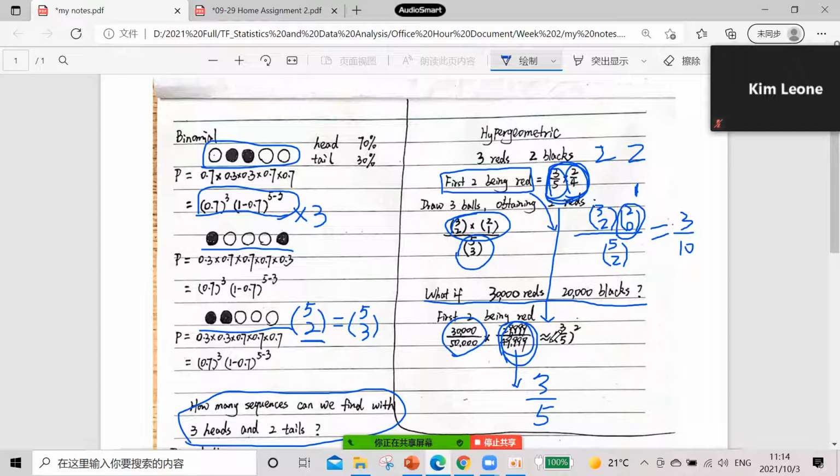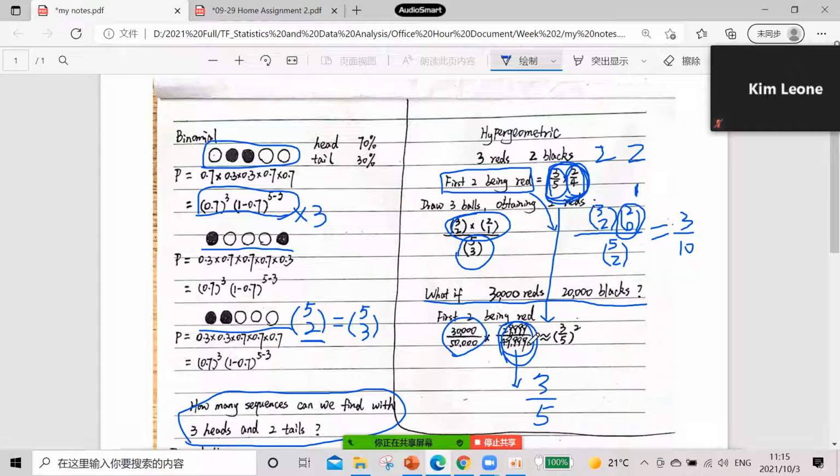So here I say it's very close to 3 over 5 to the power of 2, 3 over 5 squared. But here you cannot use this. If I only have 3 reds and 2 blacks, it's not appropriate to use 3 over 5 squared because when you draw the second ball, the result is largely influenced by the result of the first ball. Because I have drawn the first ball out, I only have 4 balls left and 2 red balls left. So I use 2 over 4.